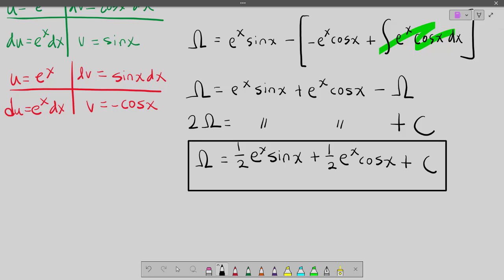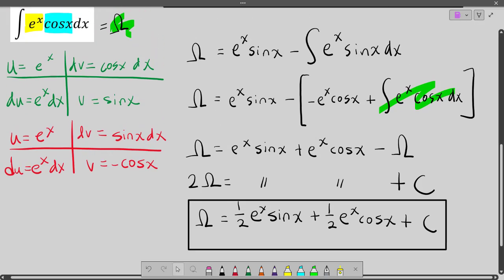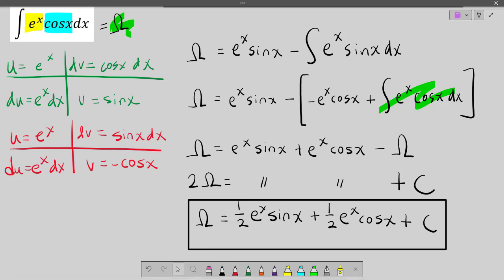So if you're overambitious, you could take the derivative of that, and you get back to where we started, using the product rule twice.